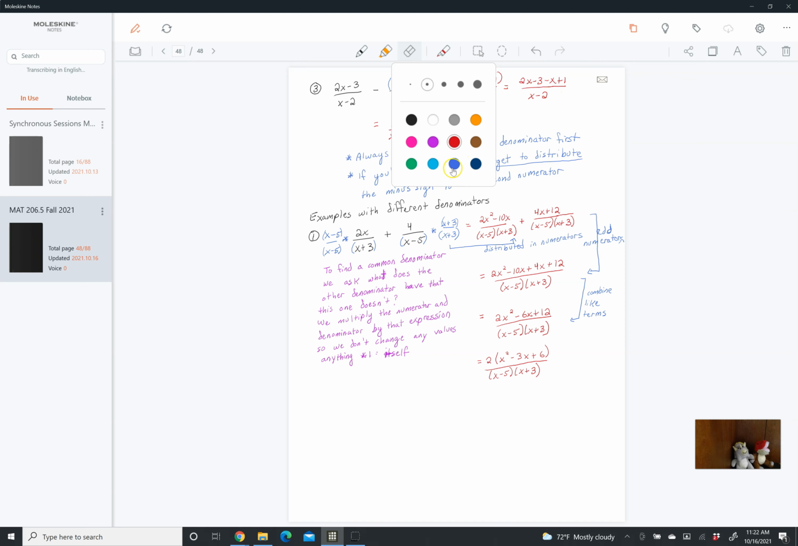Okay, so we're factoring the numerator, and we're doing it with the purpose of determining if we can reduce. And x squared minus 3x plus 6, that's not factorable. So we can't reduce this fraction any further. Okay, this is our final answer here.